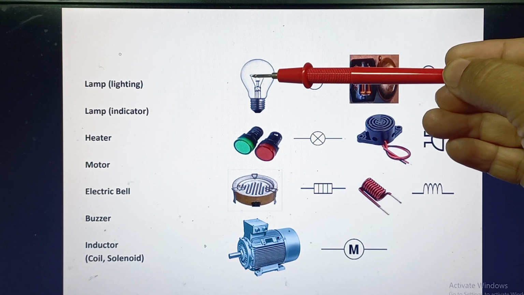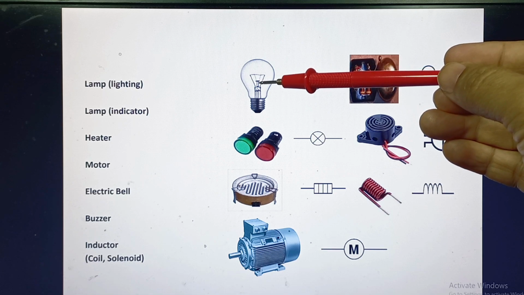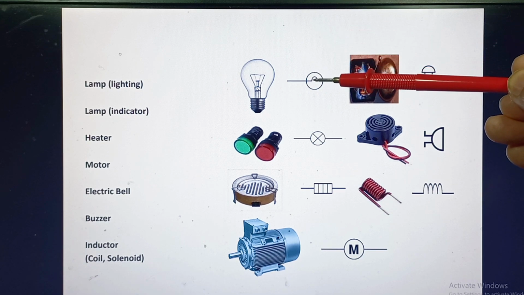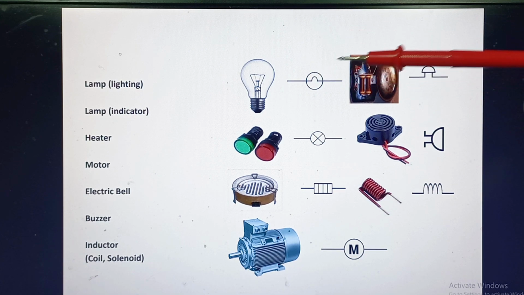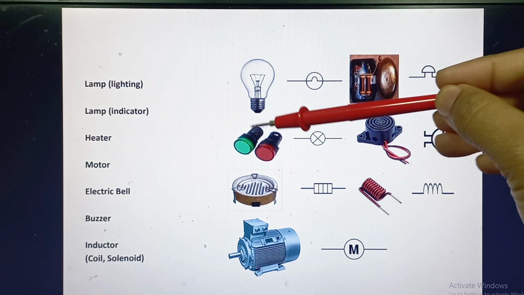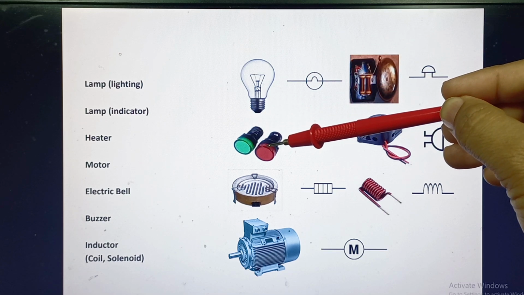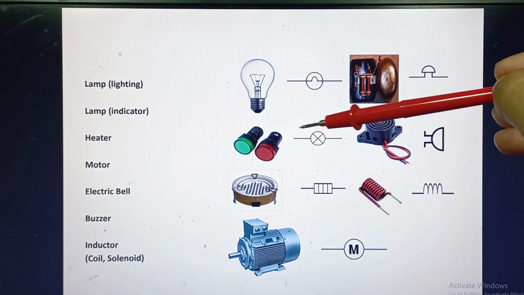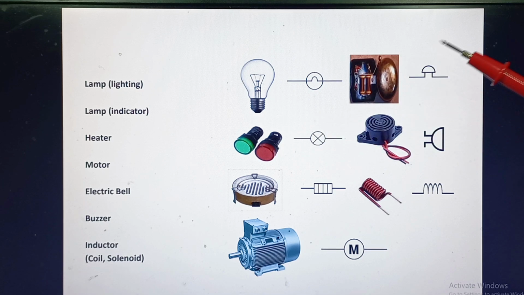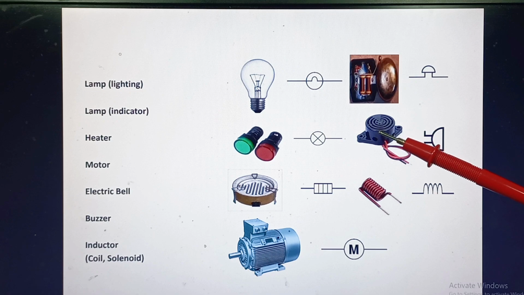This one represents the lamp, which is an incandescent lamp. This is the symbolic representation of an incandescent lamp. This is your electric bell, and this one is the symbolic representation of an electric bell. These are the lamp indicators, and the symbolic representation of a lamp indicator is like this one. This is your buzzer. This is the physical appearance of a buzzer, and this one is the symbolic representation of a buzzer.